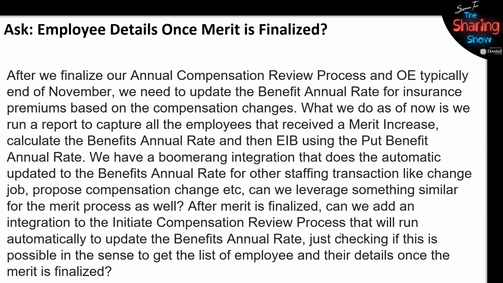And what happens is, during the open enrollment, everybody chooses their premium based on their current salary, and then we update it later and things like that. Once the merit is finalized, we run a report, get whoever was part of the merit process, and then update the EI using an EIB, all their benefit annual rates.